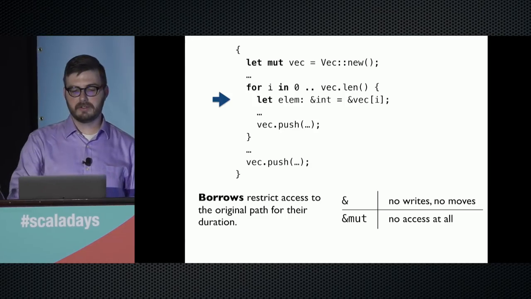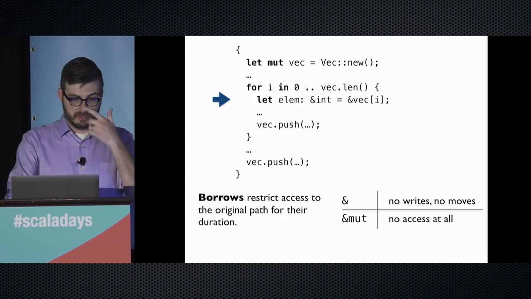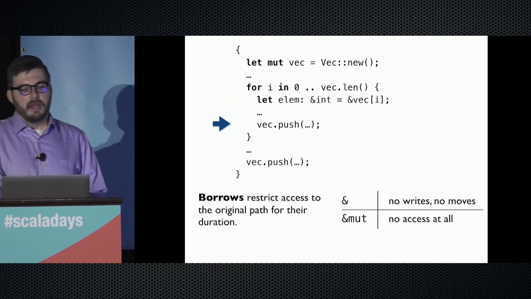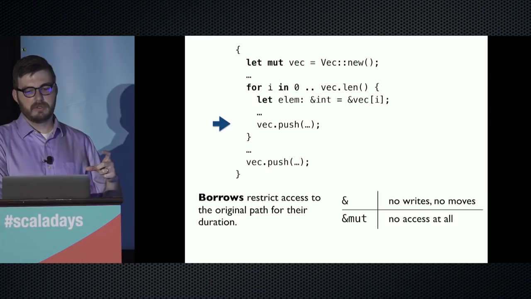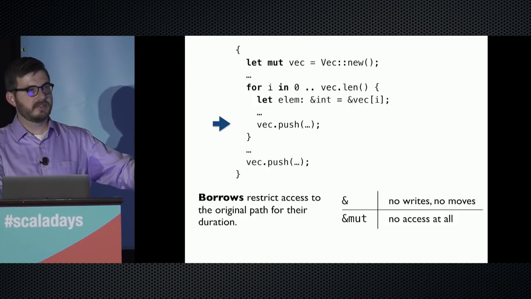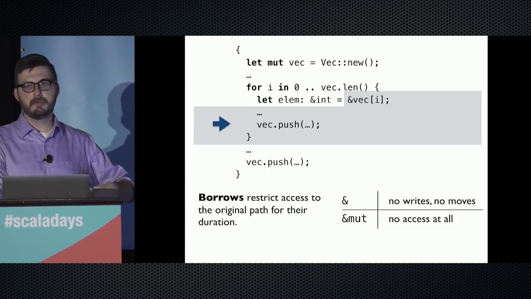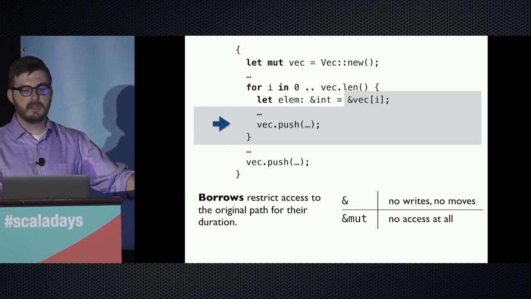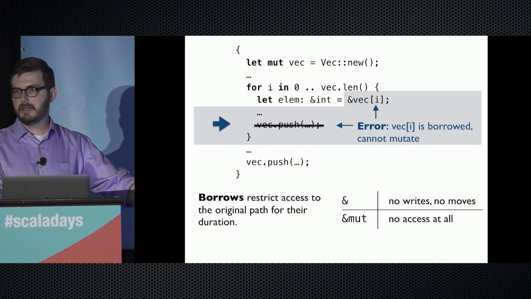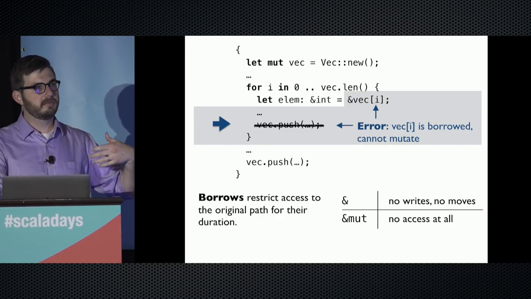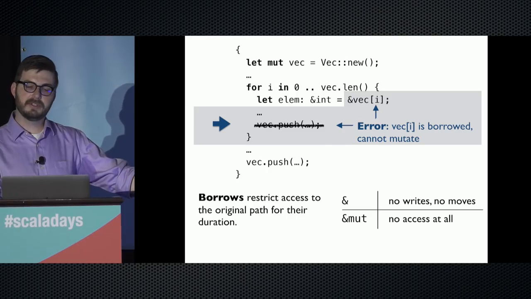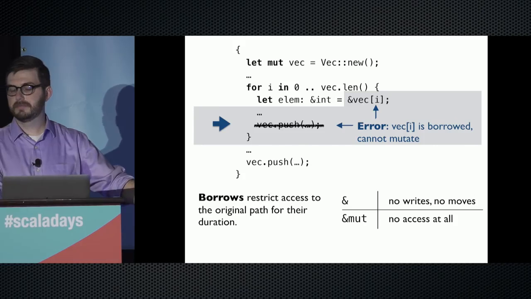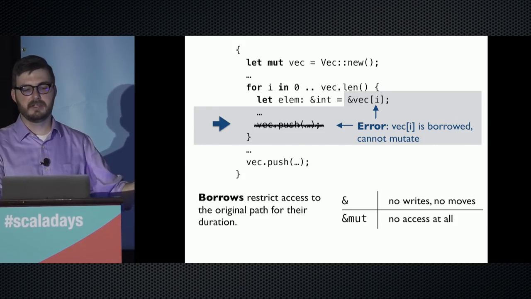So here, again, we have a vector. We have a for loop that is iterating over that vector. And in the body of this for loop, we have a reference to an element of the vector, and we try to mutate the vector at the same time. That's bad, right? That's behavior we want to rule out. And Rust will rule it out because calling the push method requires a mutable reference, but we already have a shared reference taken out in the same scope. So for the same reason as the last slide, this is not allowed.